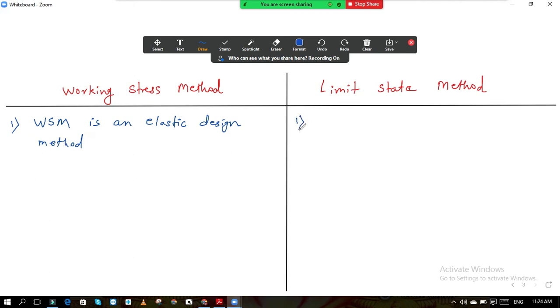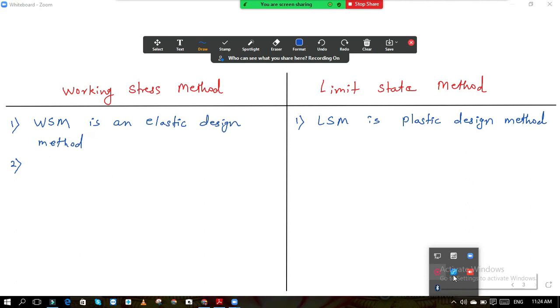What about the limit state? LSM, the limit state method, is a plastic design method.